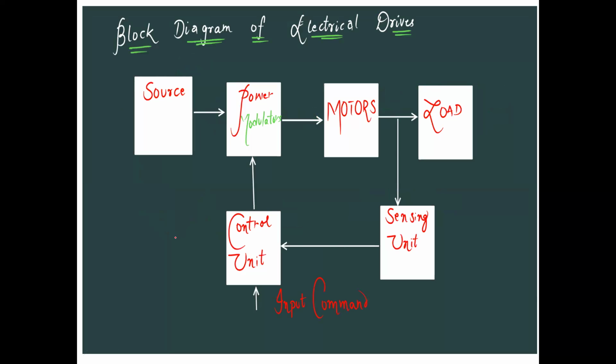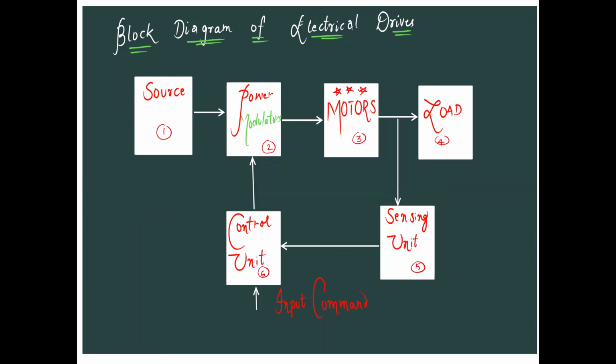This one is a typical block diagram of an electrical drive. We have six main parts in this block diagram. The first and foremost thing here is the source. We have power modulators, motor, load, sensing unit, and control unit. And don't forget, in this entire electrical drive, the main part is the motor. Without the motor, nothing will be there, because we bother about the part of motion control. That's the main thing.